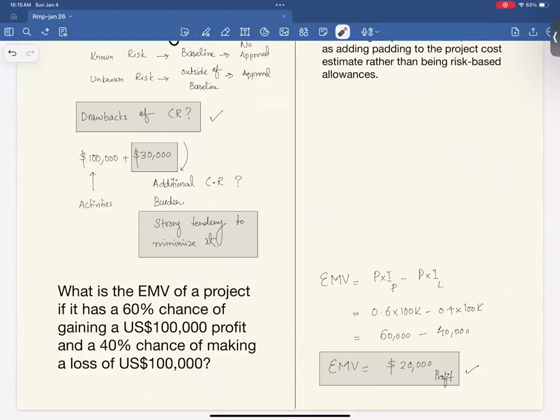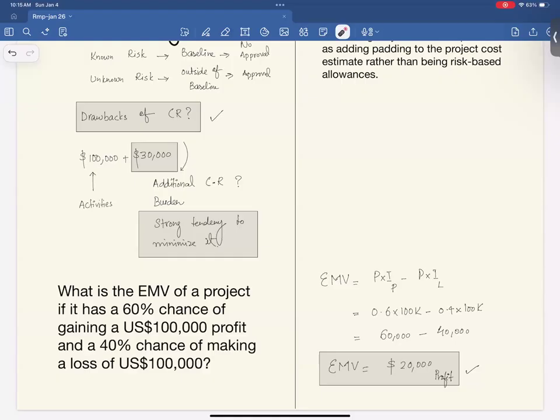Means if we have more management reserve, then we can say that it's added padding. Yeah, padding is without any calculation. So for management reserve, it's right? No, not for management reserve. Reserves are based on some calculation like past experience, complexity of the project.